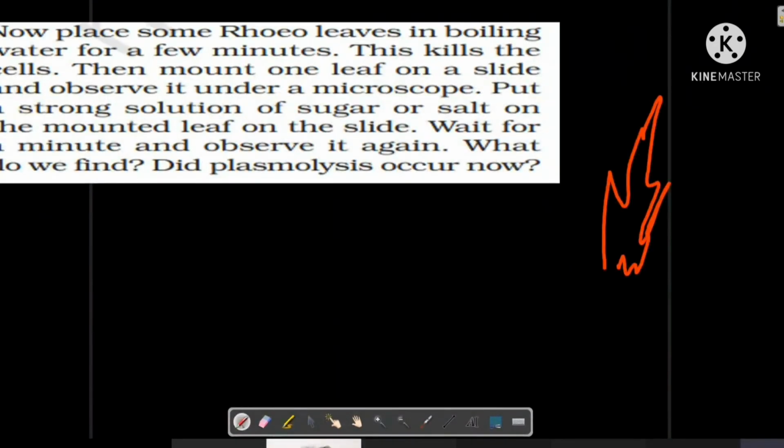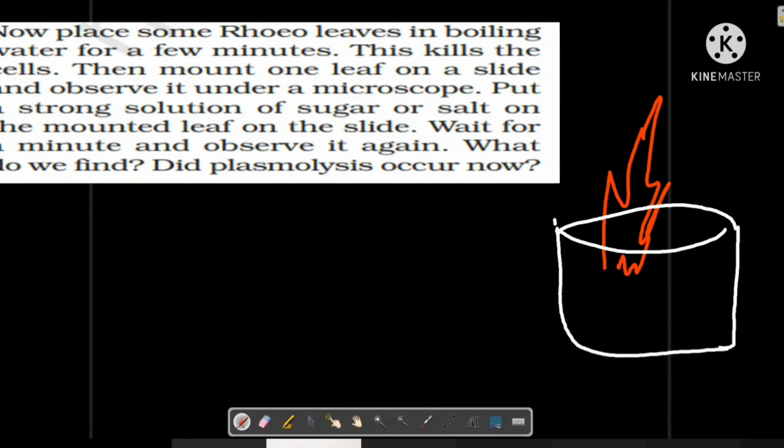If you place it inside boiling water, boil some water and put the Rio leaves into that.